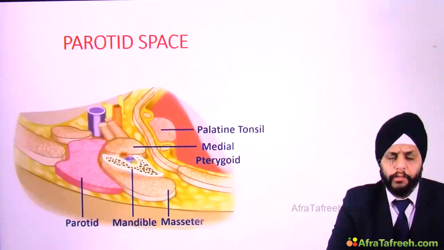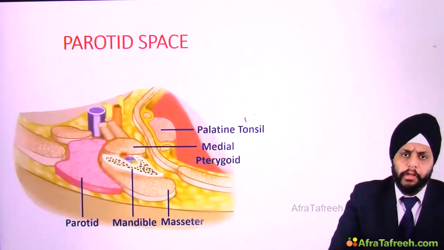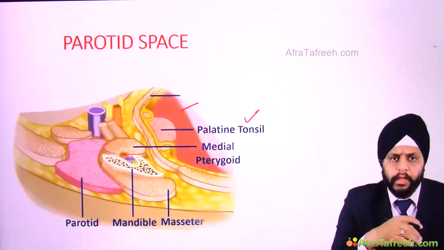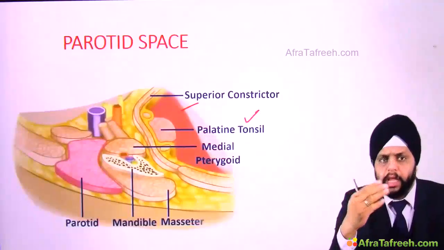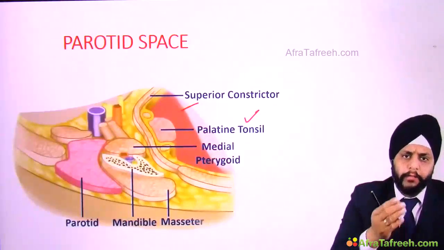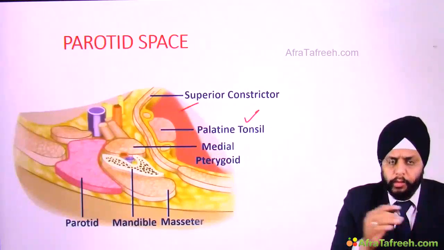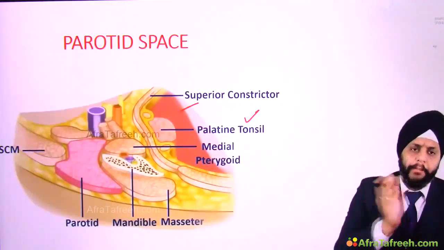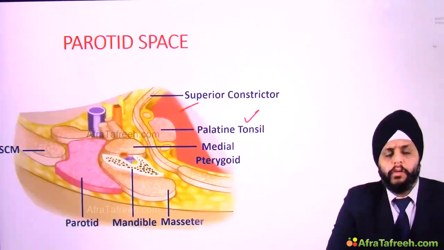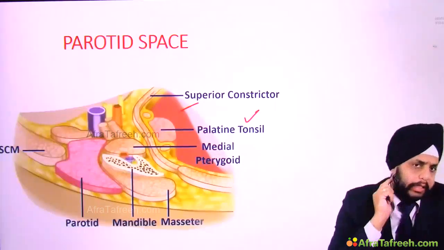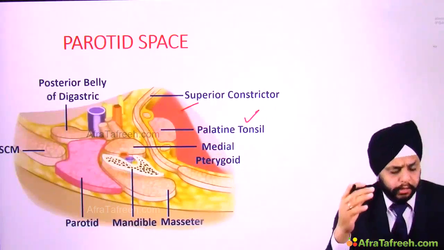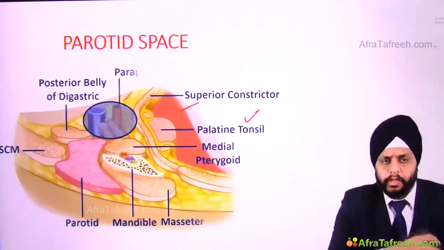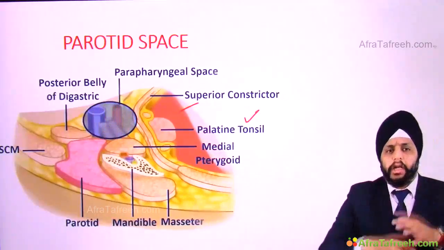Remember, we also have the palatine tonsil. This is the pharynx, the oropharynx. You can see the palatine tonsils, and laterally their bed is formed by the superior constrictor muscle. Now behind the parotid, you can see the sternocleidomastoid muscle. See the posterior belly of digastric on the posterior aspect of the parotid. So these are the important structures in relation to the parotid.